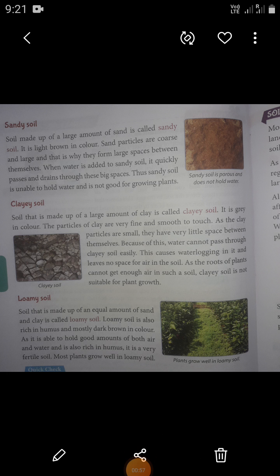First one is sandy soil. Soil made up of a large amount of sand is called a sandy soil. It is light brown in color. Sand particles are coarse and large, and that is why they form large spaces between themselves. When water is added to sandy soil, it quickly passes and drains through these big spaces. Thus, sandy soil is unable to hold water and is not good for growing plants.